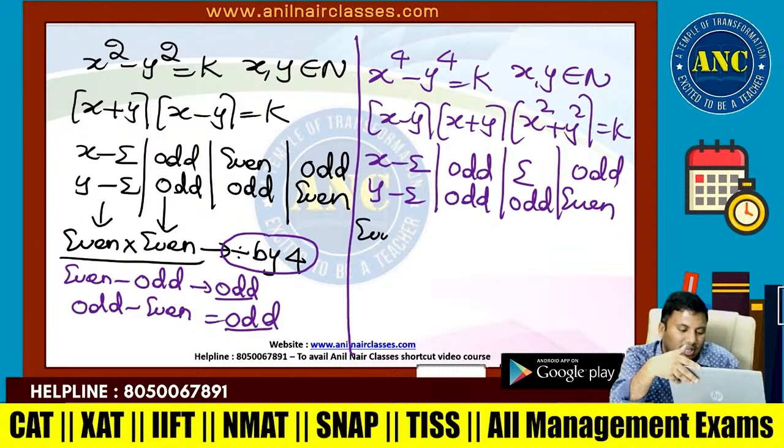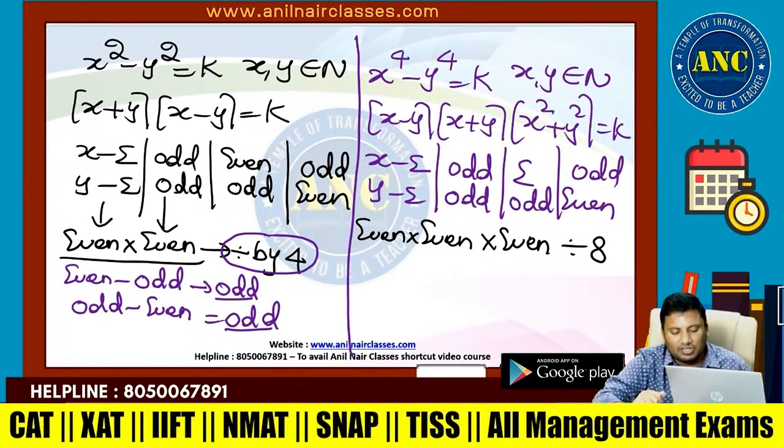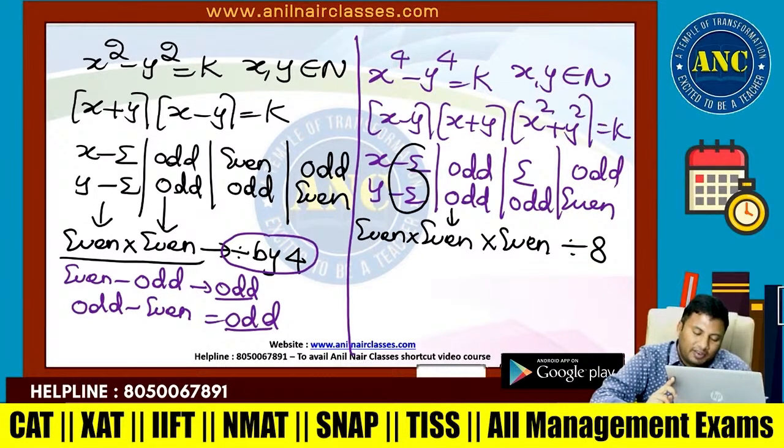Even minus even is even. Even plus even is even. Even square plus even square, it is even. Even into even, it is divisible by 8. This case, odd minus odd, even. Odd plus odd, even. Odd square plus odd square, even.